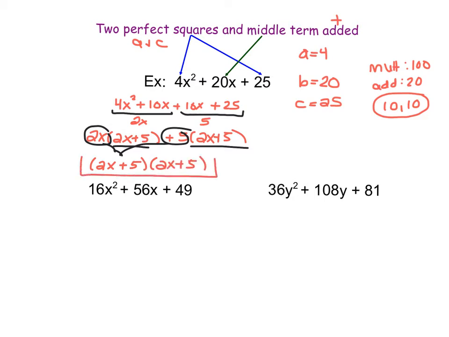What I'm noticing here is that when I have a perfect square for my A value and my C value, what I can really do with that B value, if it's positive, is split it.